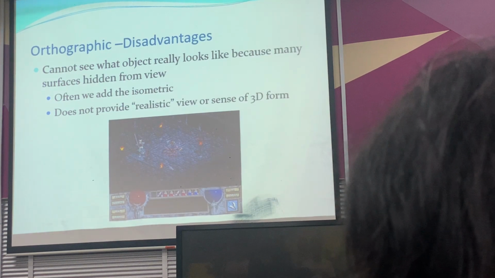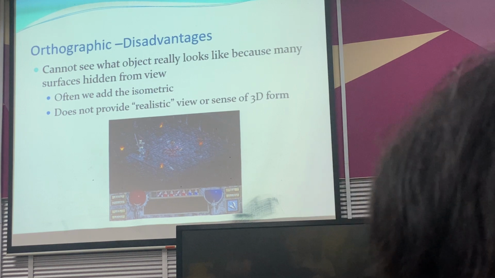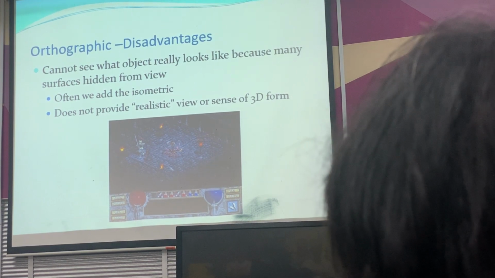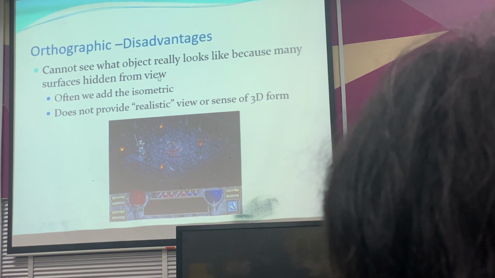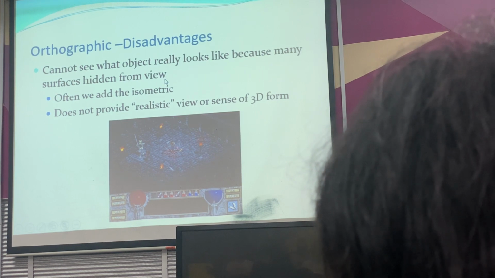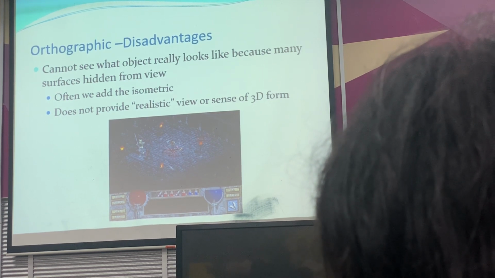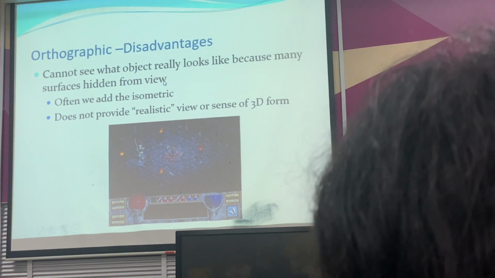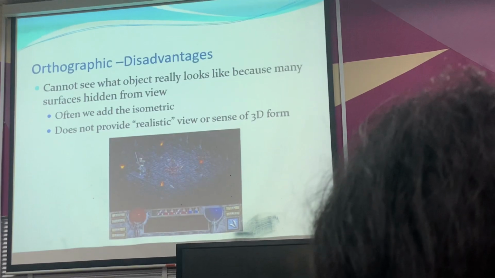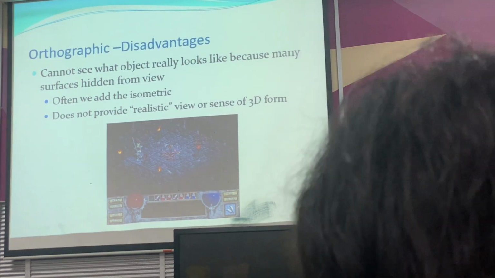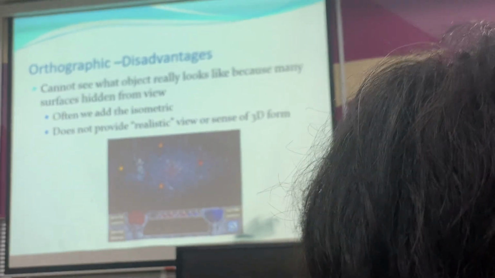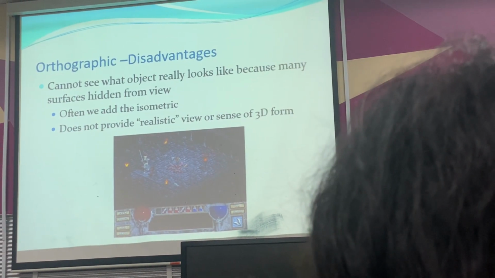Okay, so what are the disadvantages? Because it's 2D, you cannot see what the object really looks like, because many surfaces are hidden from the view. Just like your cube that you draw, you only see the front face. The back face is hidden from you. The object at the back you cannot see. Just like your miss test: draw the triangle, draw the quad, and then move them together, and you cannot see the triangle at the back of the quad.